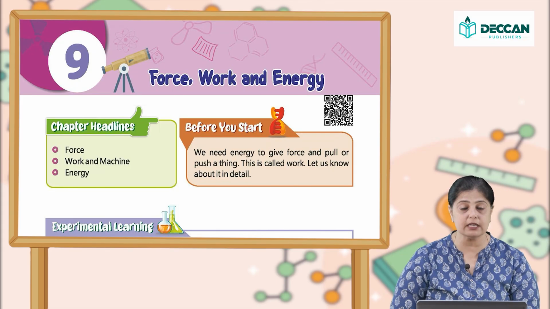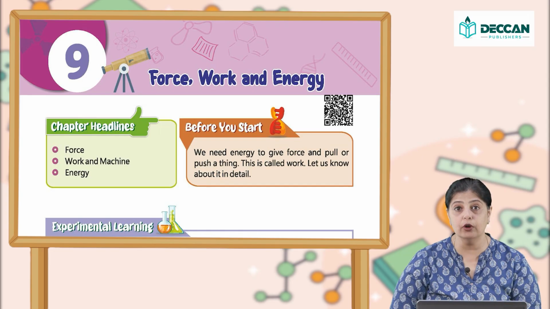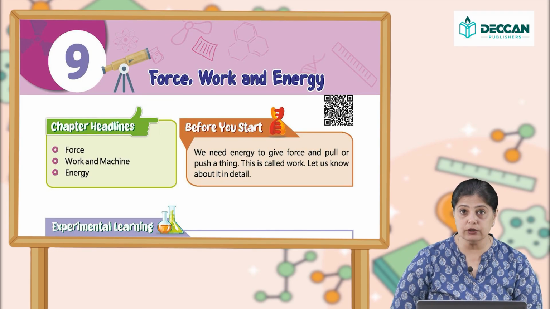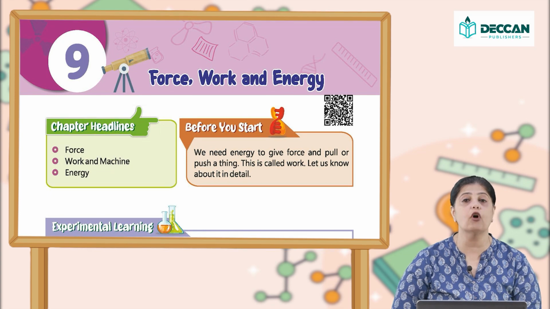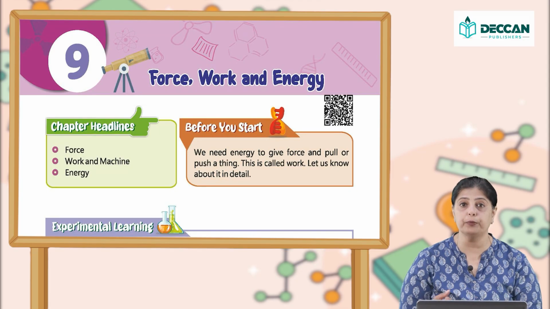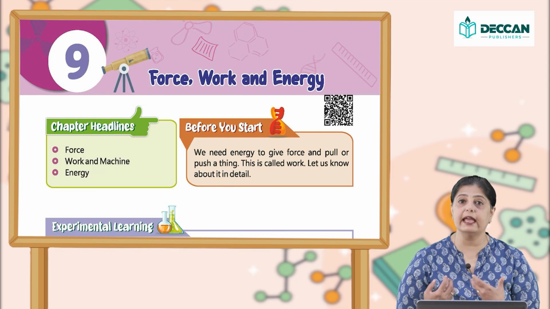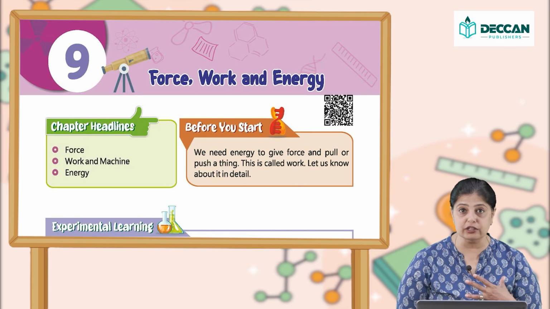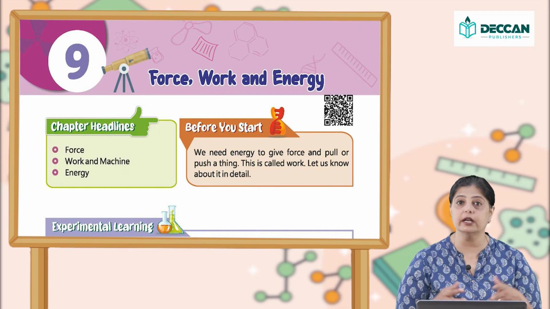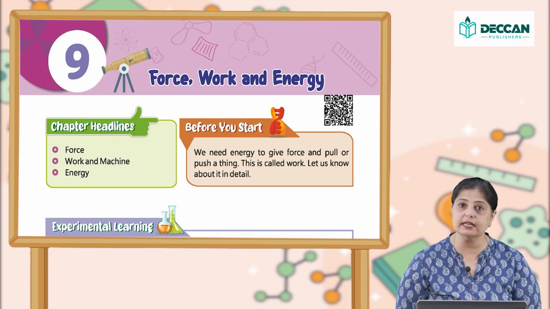Alright, so before we start, we need energy to give force and pull or push a thing. This is called work. Let us know about it in detail. So children, in order to push something or pull a thing, we need energy. And because of that energy, we can apply that force. And once we apply the force, our work is done. So everything is interconnected.